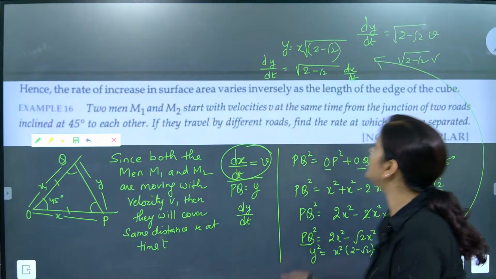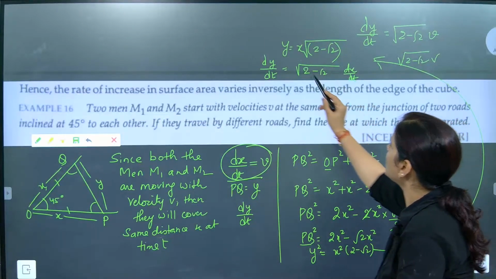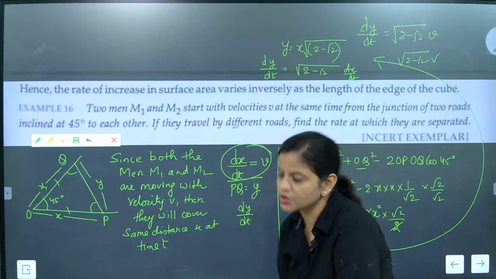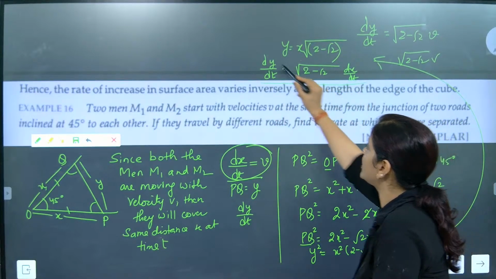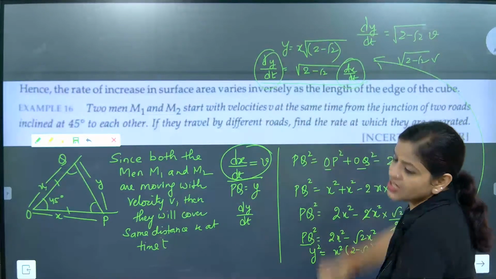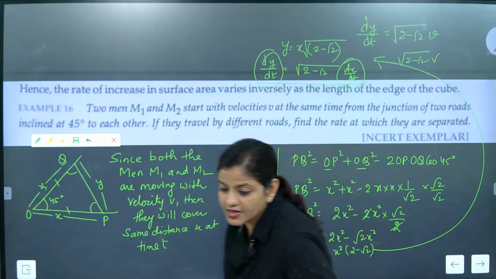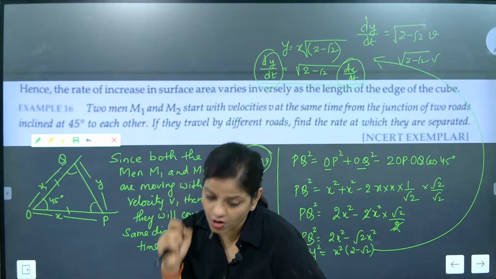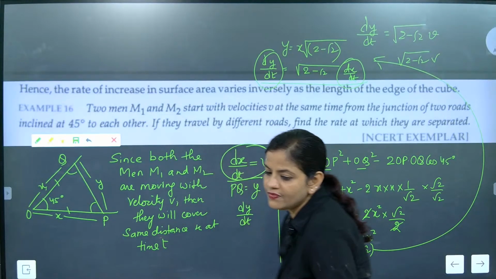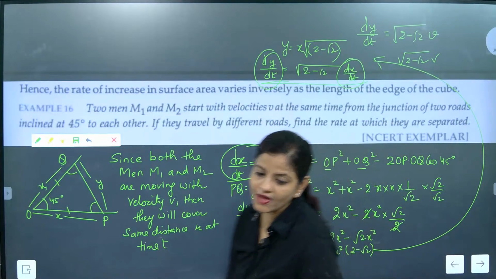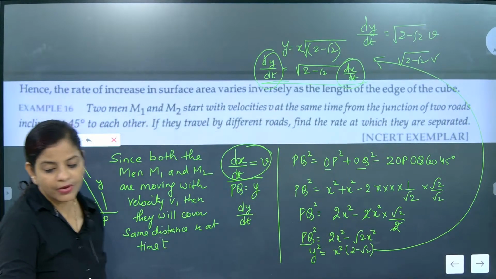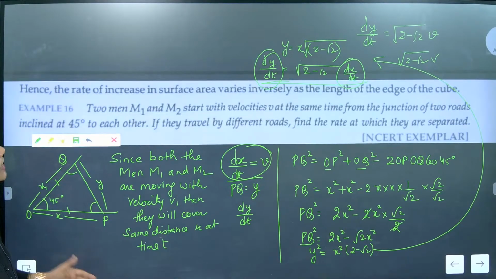So dx by dt, once you have written, now here y is equal to x times the root of this part. So when you differentiate this, beta, this part will also be differentiated, and dx by dt is nothing but velocity only, as in the beginning. And beta, dy by dt is that change, because they are exactly separated at a rate.